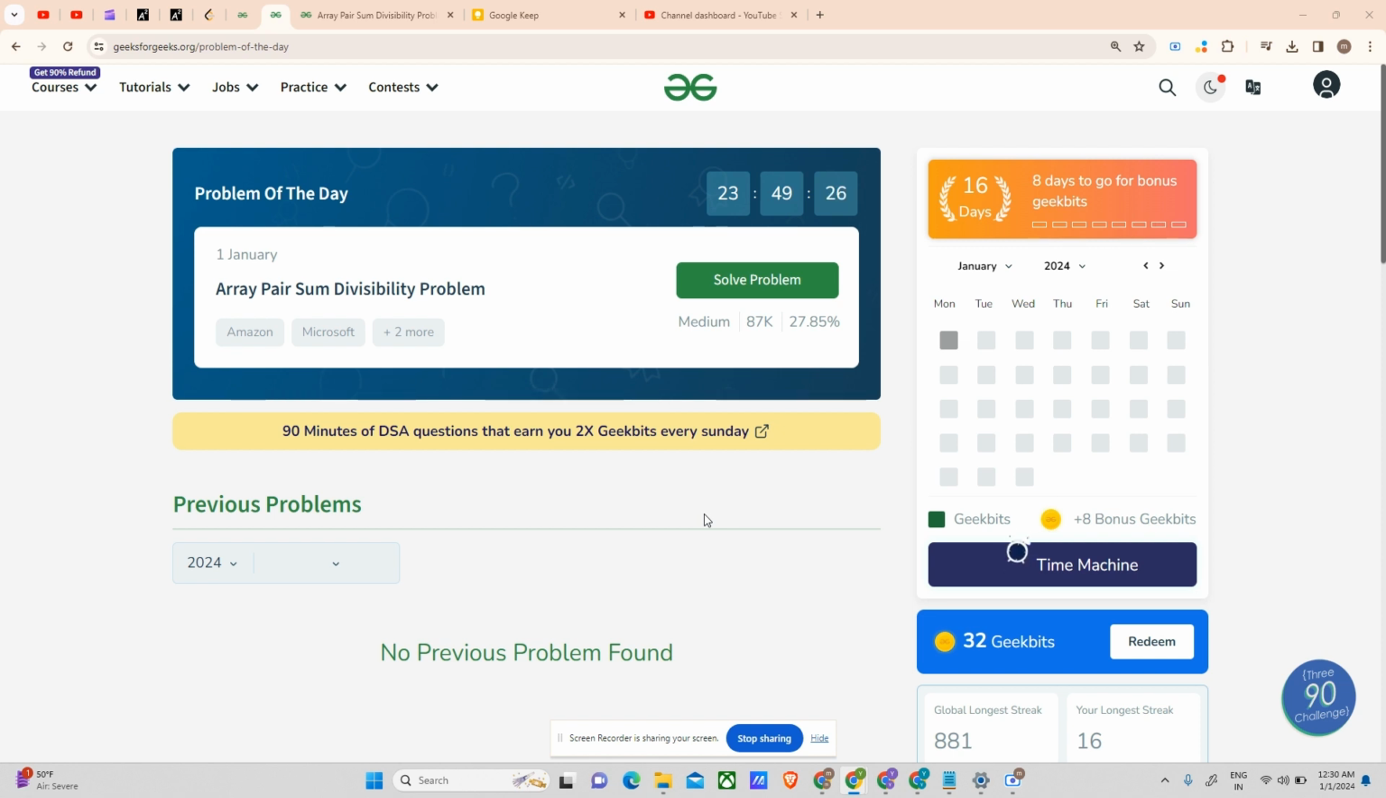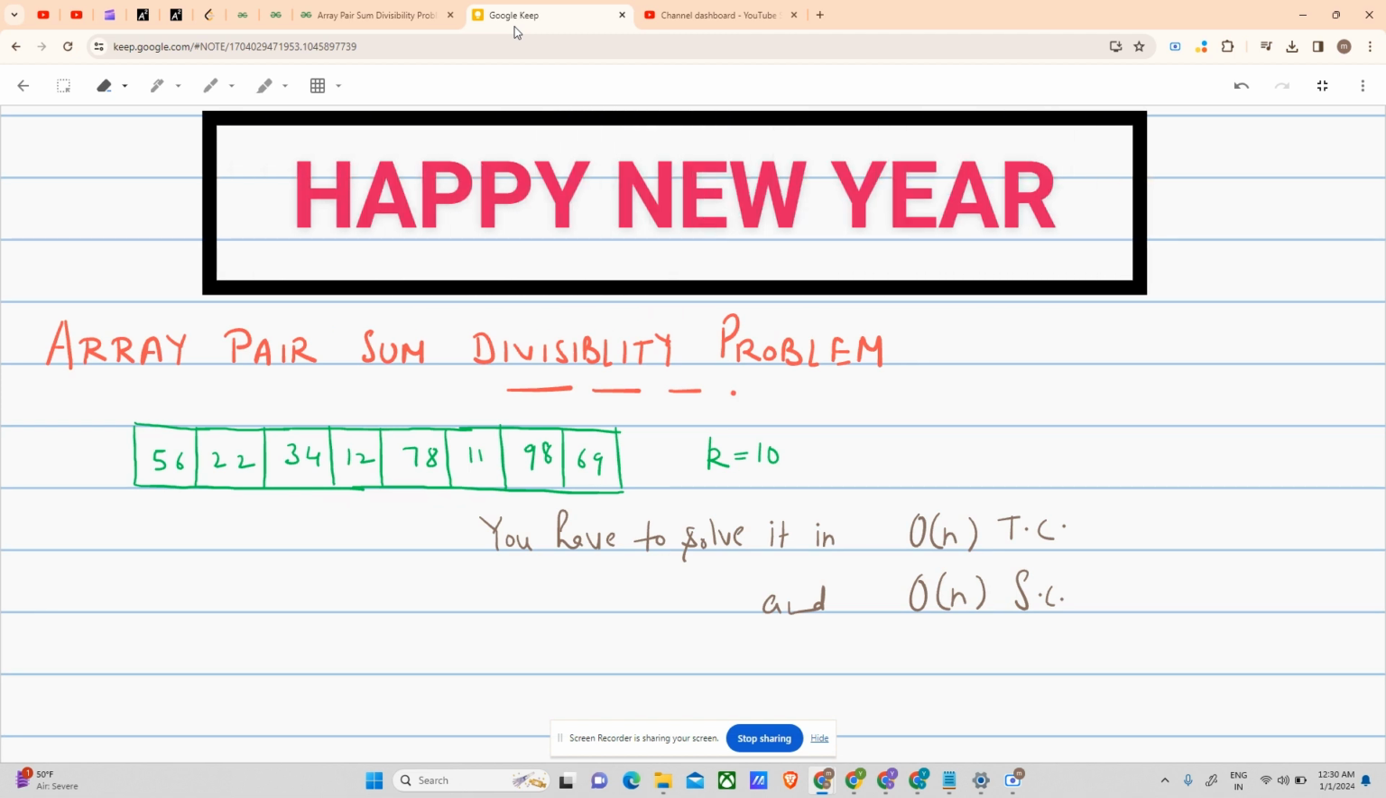All right. So let's start this new year with a positive note by completing today's POTD. Okay. So today's POTD says array pair sum divisibility problem. So what is the problem?